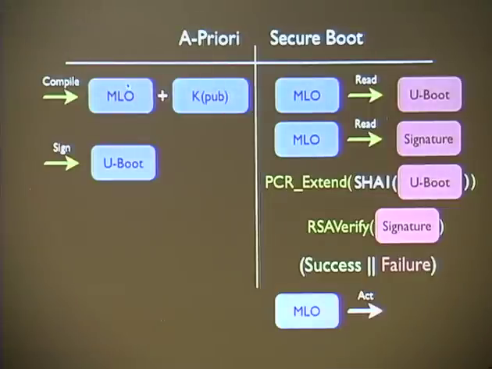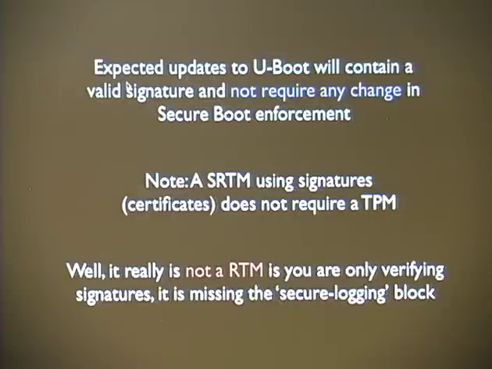So what do we do a priori in a signature-based secure boot? Not very much, and there's no "oh my god" problem in this case. We compile MLO, we give it a public key, and then we sign uboot. And every time we want to change that, we just sign uboot again, and we replace it. So expected updates to uboot will contain a valid signature, not require any change. Awesome. In the secure boot enforcement.